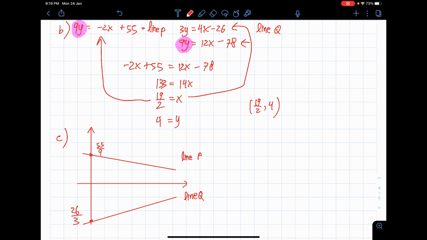Okay, I need to find the points first. The line of P intersects the y-axis at point B, so this is B. And then line Q intersects the y-axis at point C, so this is C. Then, okay, explain why ABCD is a trapezium.